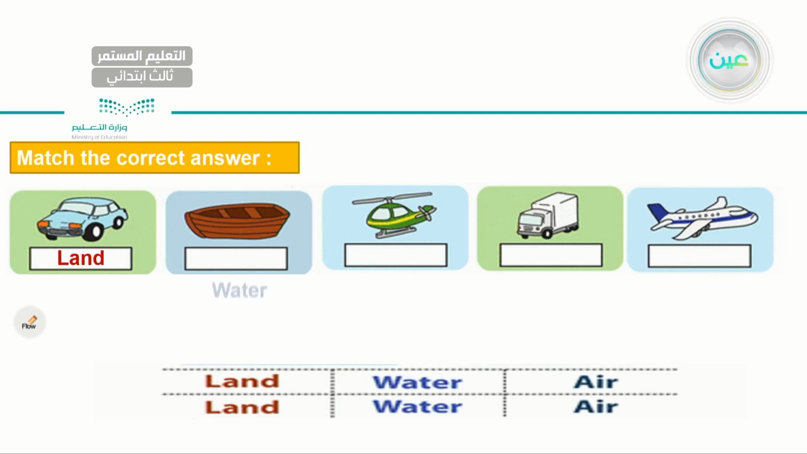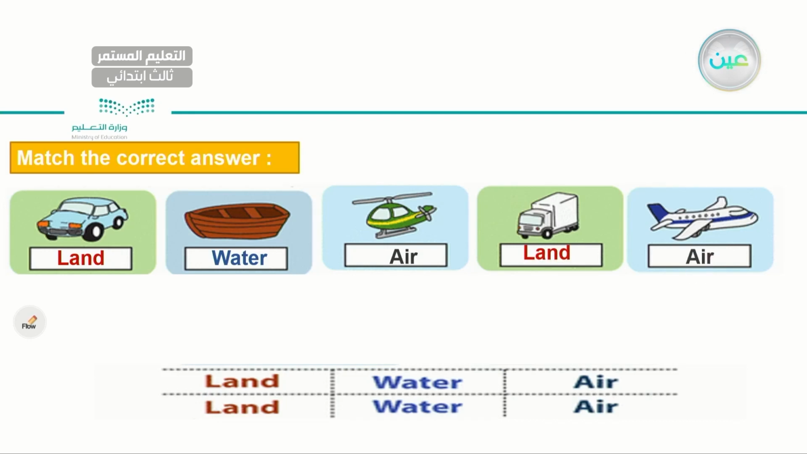Very good. Water. How about the helicopter here? Is it land? Is it water? No, it's air. Very good. It's air. How about the white truck? It must have the same answer as the car, which is very good, which is land. As for the airplane, it uses the same way as the helicopter, which is air.